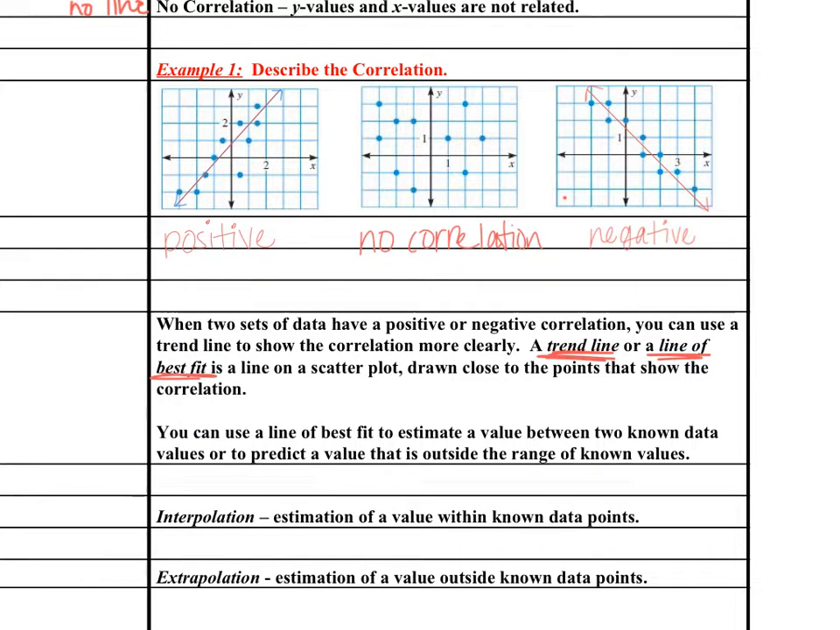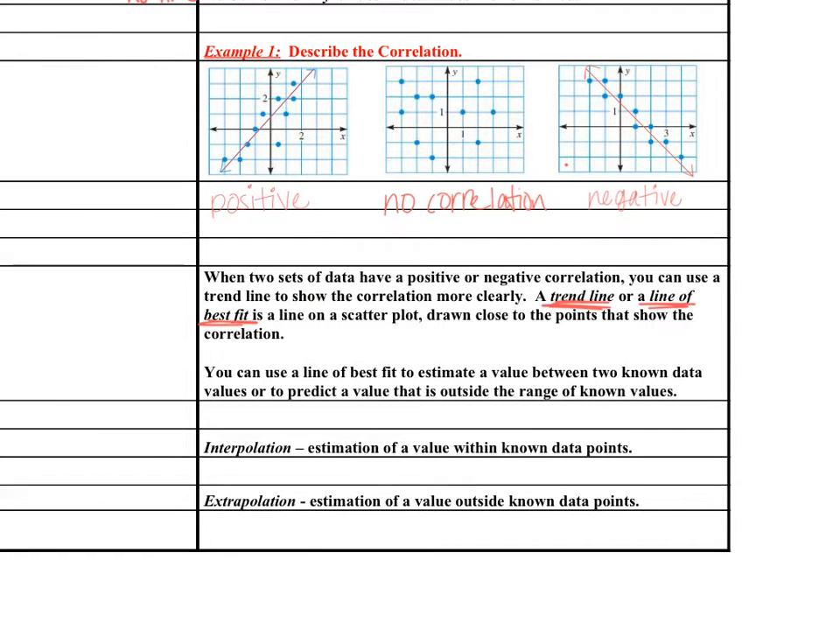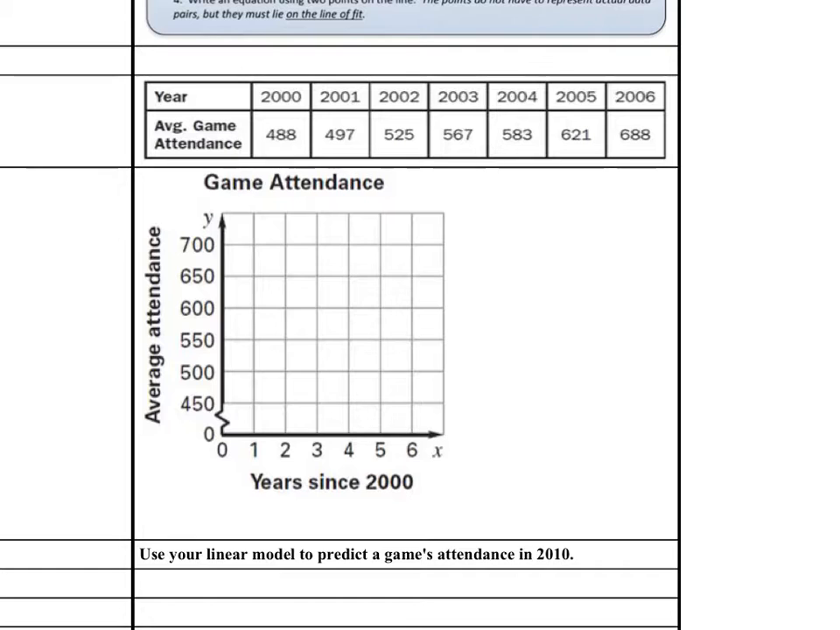When I say trend line or line of best fit, I mean the same thing. I mean draw a line through the data that represents the points. You can use that to estimate a value. Here are the two types of estimation that you have. Interpolation, inside the data. Extrapolation, outside the data. So within the data points that you have, if you're guessing inside, it's interpolation, outside, extrapolation. Just some vocab for you.